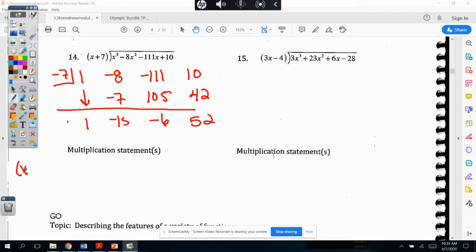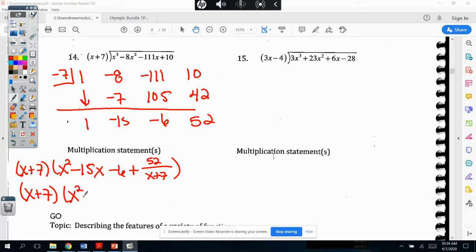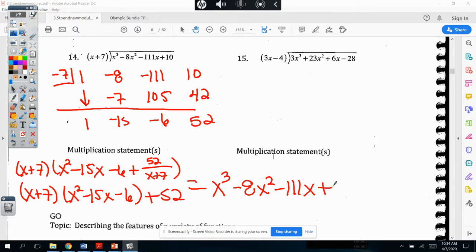So I get x plus 7 times x squared minus 15x minus 6 plus 52 over x plus 7, or x plus 7, x squared minus 15x minus 6, close the parentheses, plus 52. Regardless, it would equal the x cubed. Okay. And the last one, we will do long division.